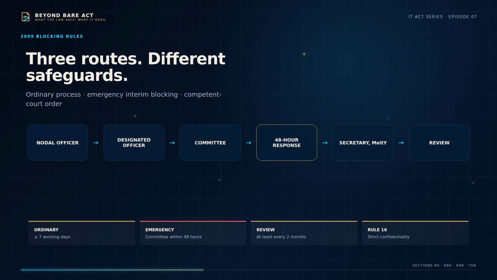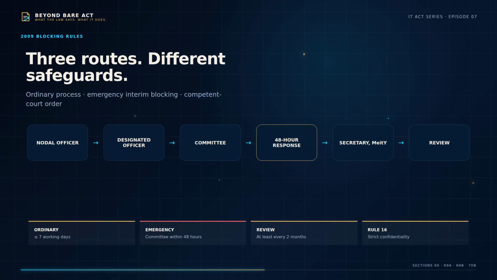Final approval rests with the Secretary, MEITY. The ordinary request is to be decided expeditiously and, under the rules, no later than 7 working days after receipt from the nodal officer.